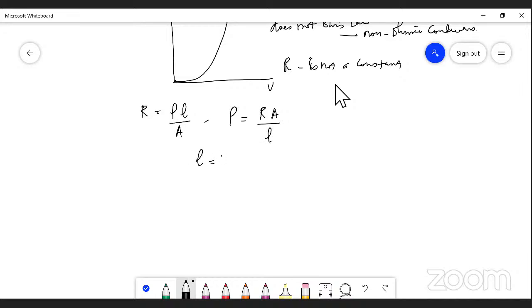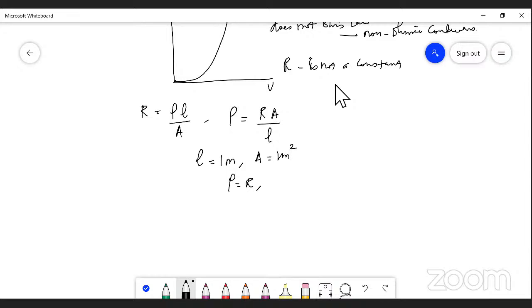If I consider the length of the conductor as 1 meter and the area of cross section of the conductor as 1 meter square, then rho will be simply equal to R. Then I can define electrical resistivity here. Electrical resistivity of a metallic conductor is defined as the resistance offered to the flow of electric current by a conductor of unit length having unit area of cross section.